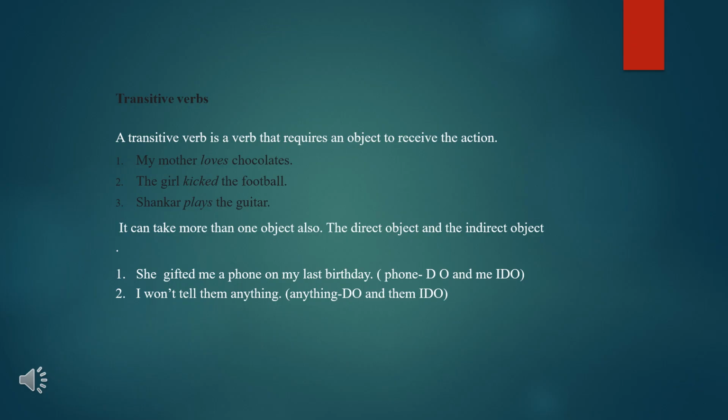It can take more than one object also, the direct object and indirect object. These objects answer both what and whom. A direct object tells us what is affected by the action of the subject. An indirect object tells us who is affected by the action of the subject. Look at the example sentences.